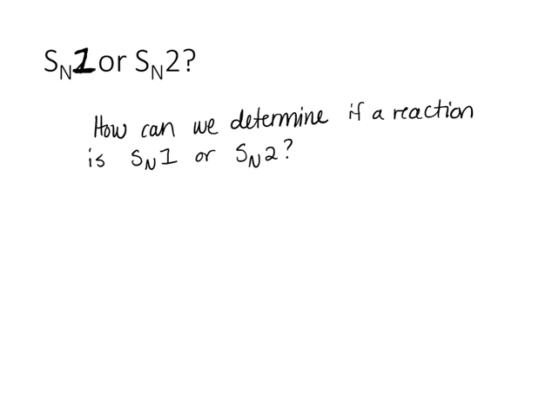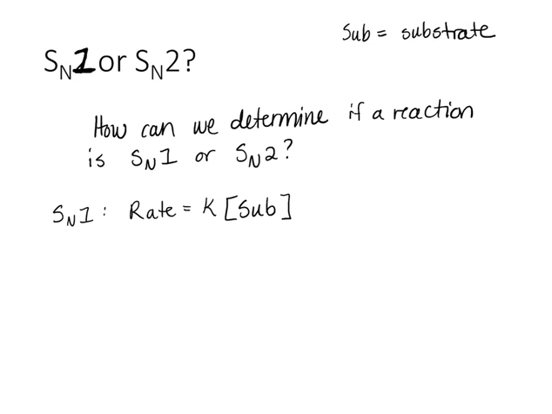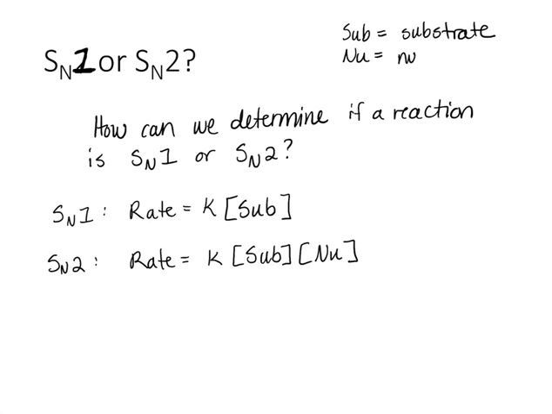So if you have an SN1 reaction, then again, the rate depends on the one reactant, right? So we're going to call that one reactant the substrate. And I'm just going to abbreviate that sub. So sub is the substrate. And again, that will be the reactant with a leaving group. And then if you have an SN2 reaction, that's going to depend on the substrate and the nucleophile. So it's a second order reaction. So again, Nu is the nucleophile.